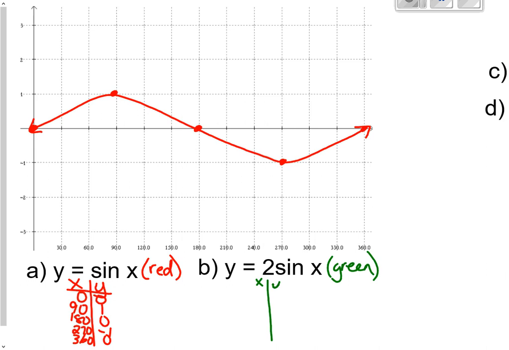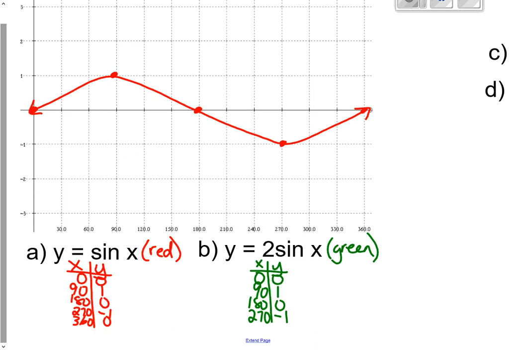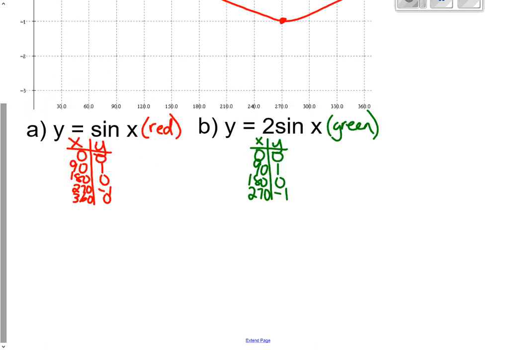So let me go back to my original sine graph. So 0, 0, 90 and 1, 180 and 0, 270 and -1, and 360 and 0. So there's our original. That's our base graph, our base points.